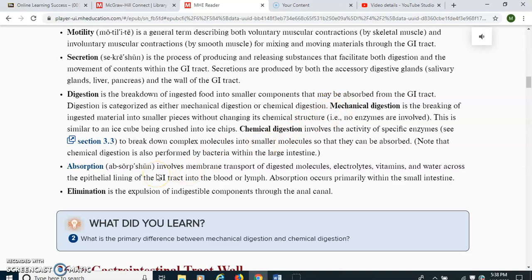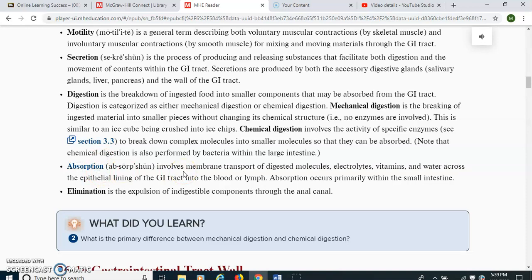Then absorption happens. We get these smaller little nutrient molecules, and they're small enough that they can be moved from the lumen of the intestines. I say intestines because the small intestine is the primary place where you have absorption, but you can have some in the large intestine and in the stomach too.